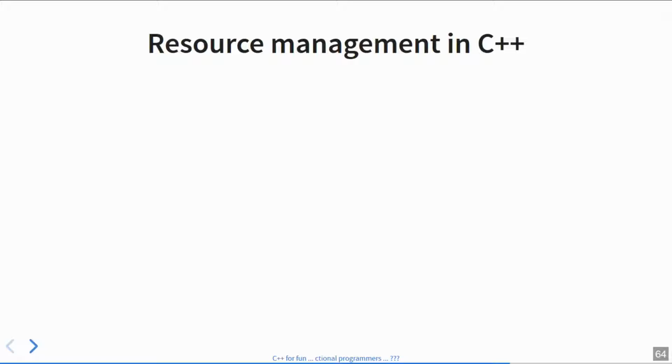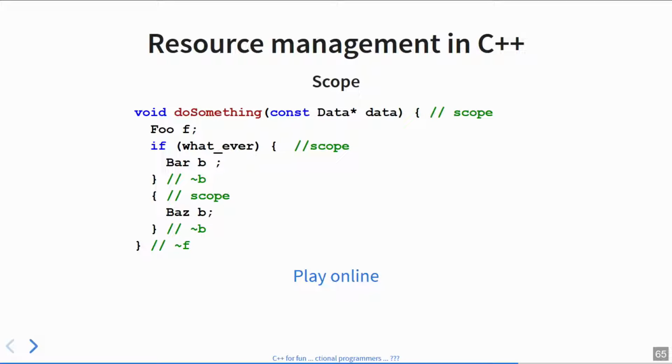So resource management in C++ works like this. Scope is king. Here starts the scope with the bracket. Here starts another scope. Here ends a scope. This scope ends here. I declare a variable here. It is created here, and when the scope ends, the variable is destroyed.